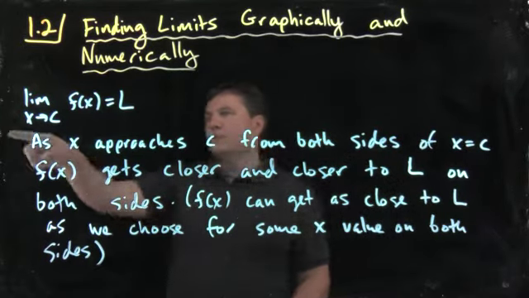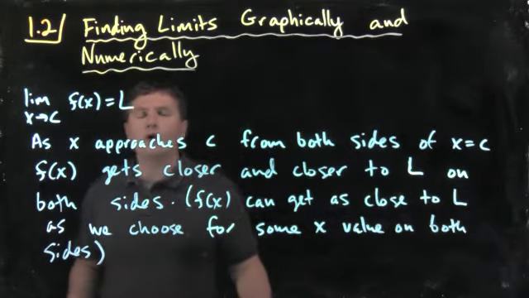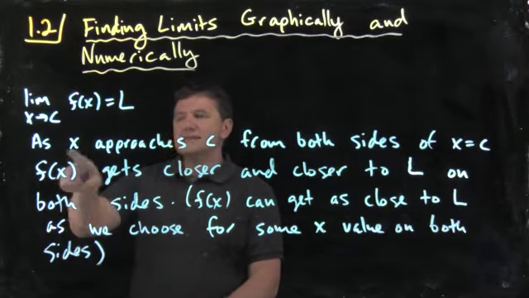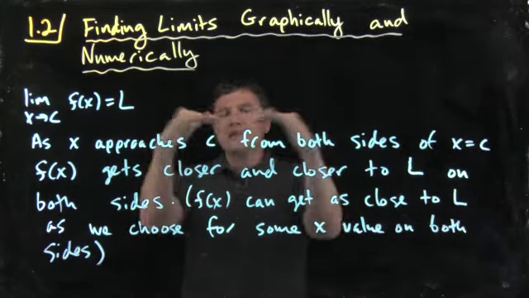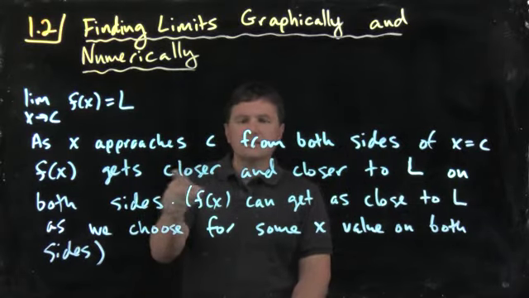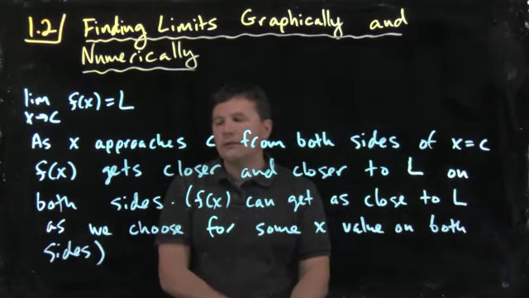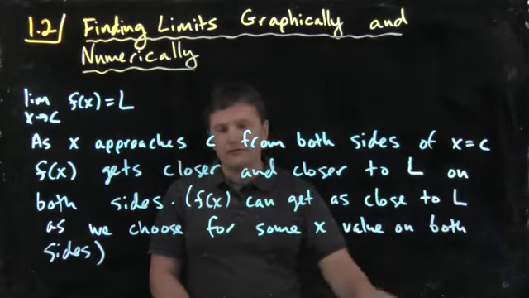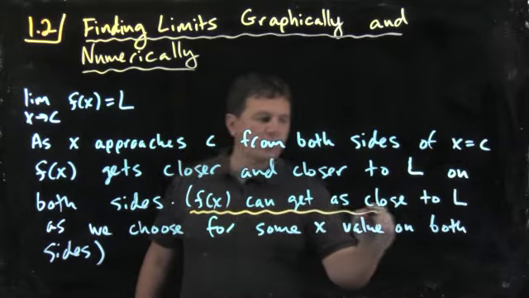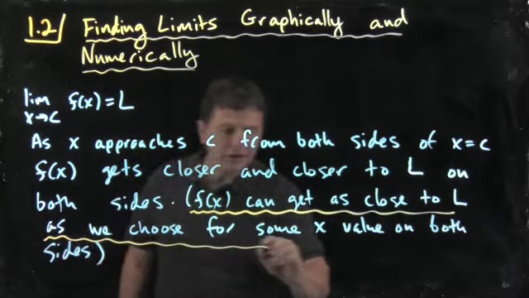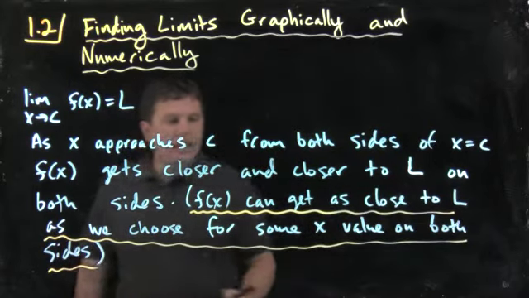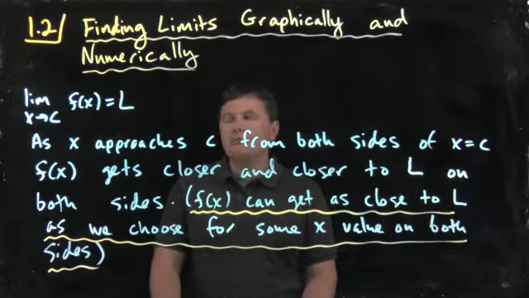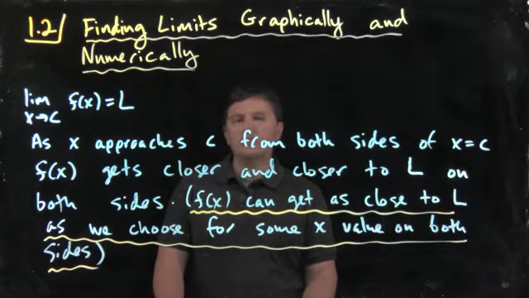Okay, so if I say the limit as x approaches c of f of x is equal to L, L being some real number, what I'm saying is as x approaches c from both sides of x equals c, f of x gets closer and closer to L, on both sides. And this little bit ties into the actual definition, which is important to understand intuitively. f of x can get as close to L as we choose for some x value on both sides. Not necessarily equal to L, but as close as we may choose to L.